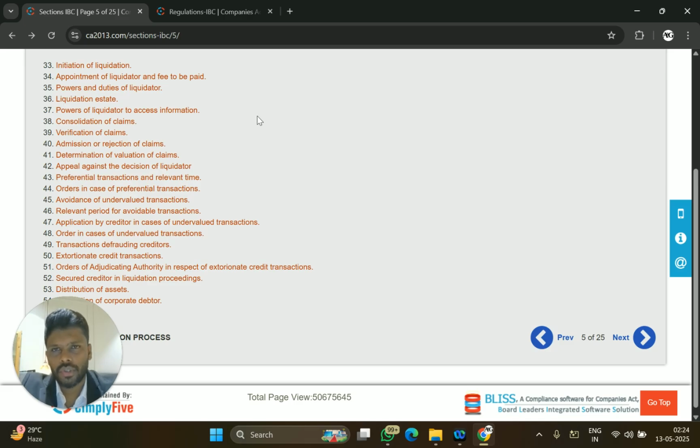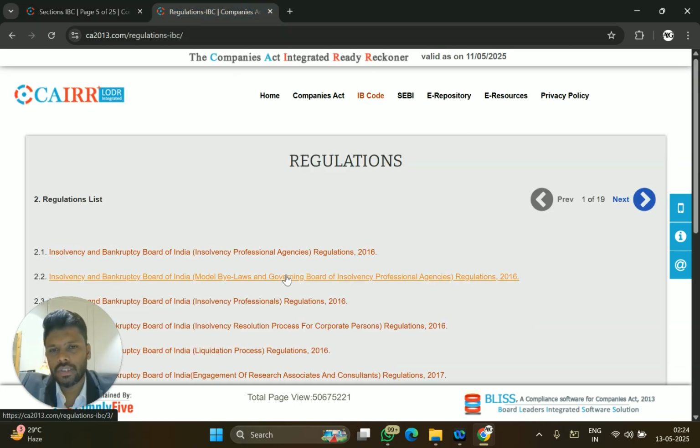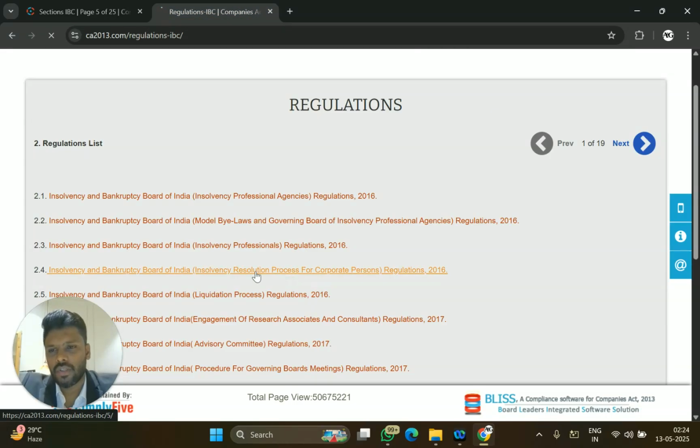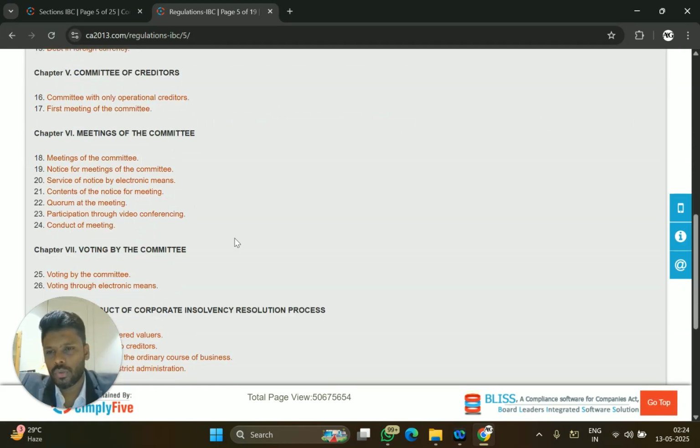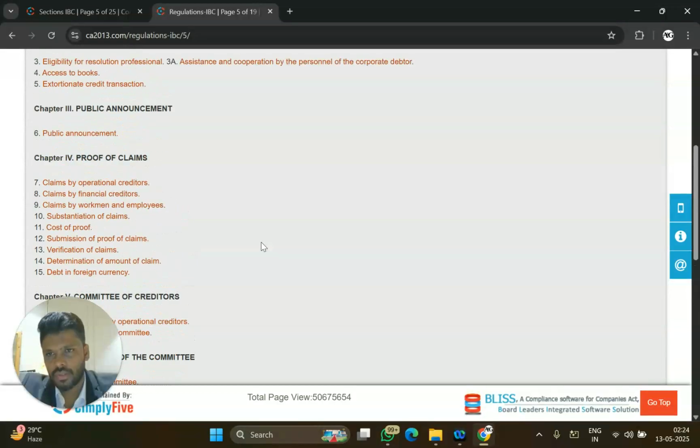So how is the valuation done? There are specific guidelines which the resolution professional has to follow. Those guidelines are listed in regulation 35 of the CIRP regulations. But before going to 35, let's see 27.